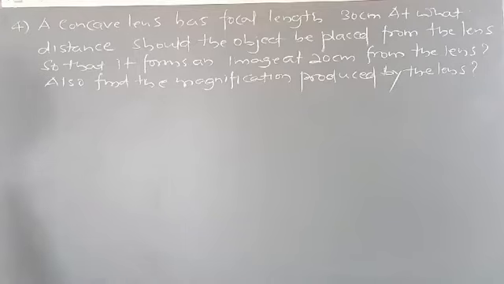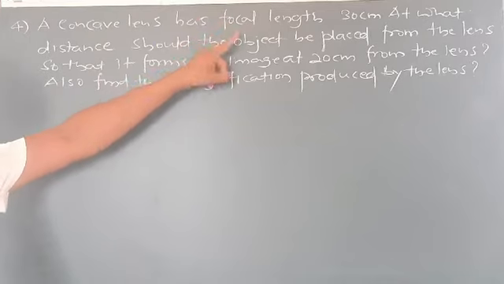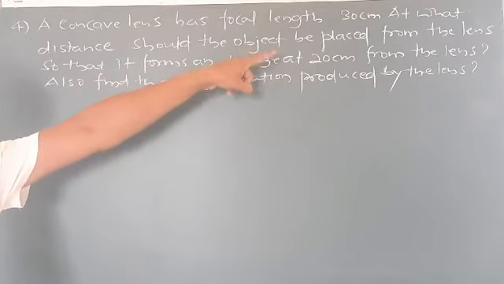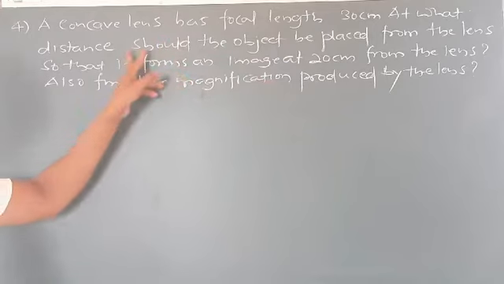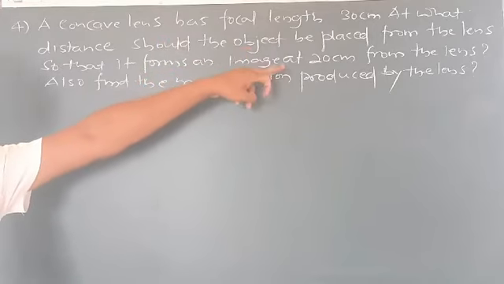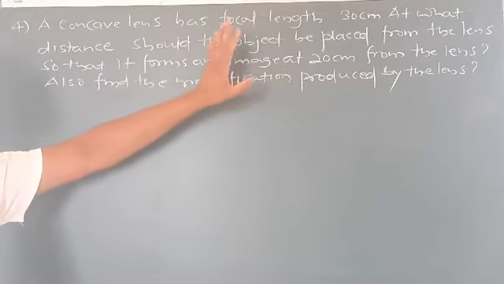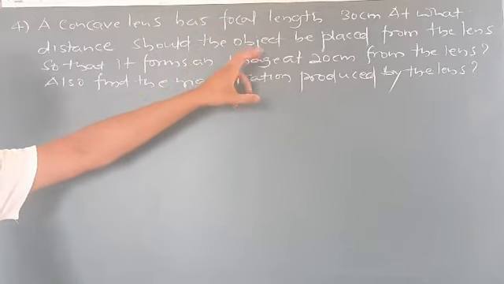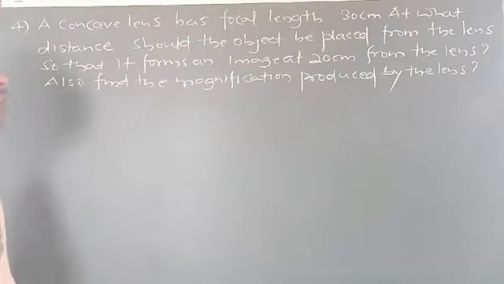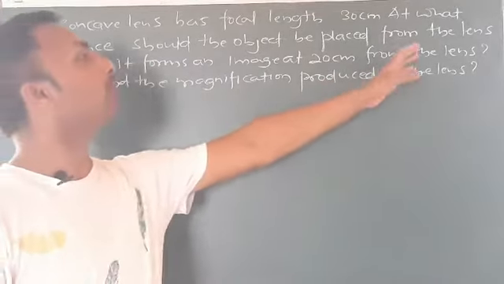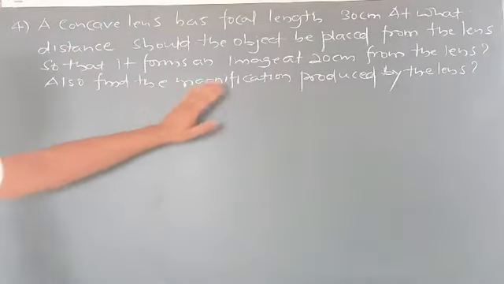Okay, so just you can see here what they are given. One more time I'll read the question. A concave lens has a focal length, f they are given, 30 centimeter. At what distance should the object be placed from the lens? That means we need to calculate u, the object distance, so that it forms an image at 20 centimeter. Image distance they are given 20 centimeter from the lens. Also find the magnification produced by lens.